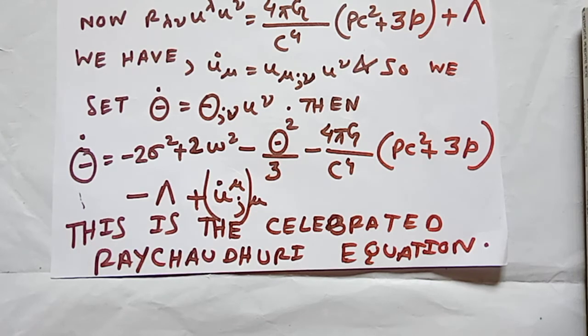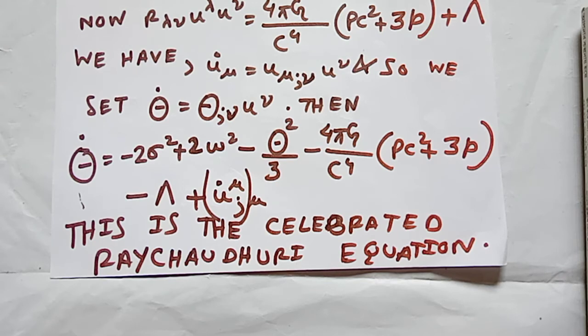The vorticity ω induces expansion, the shear σ induces contraction, and the acceleration term introduces expansion. Consider a situation in which ω equal to 0 and R_{μν}u^μu^ν greater than or equal to 0, so ρc² plus 3p greater than or equal to 0. Then we have dθ/ds less than or equal to minus 1/3 θ squared, which is integrated as 1/θ(s) greater than or equal to 1/θ(0) plus 1/3 s, where the integration constant is fixed by the initial value 1/θ(0).